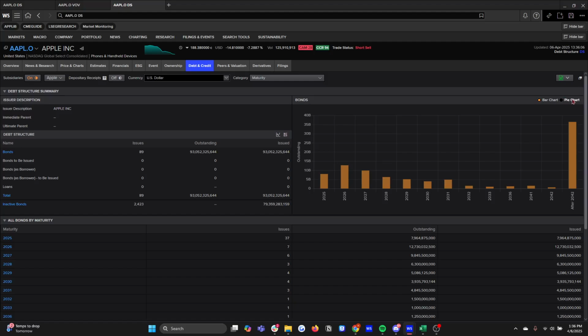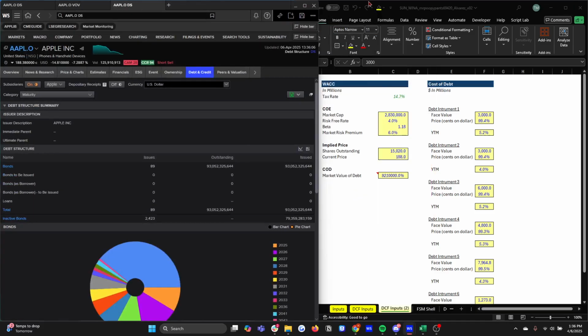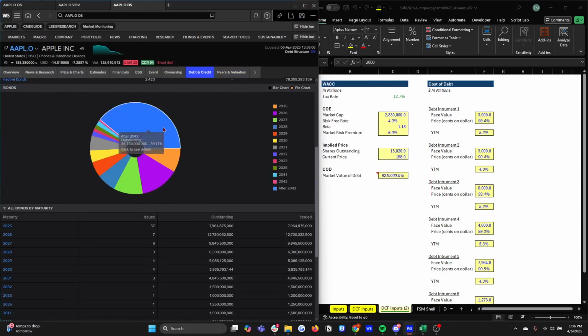So what you want to do is change this bar chart to a pie chart, and that will show us where the majority of our debt is coming from. Basically, what this means is that it's sorted by maturity date. That represents whenever the debt will come to term, and that's when the company has to pay it back, right? So as you can see, the majority of our debt comes from after 2042.